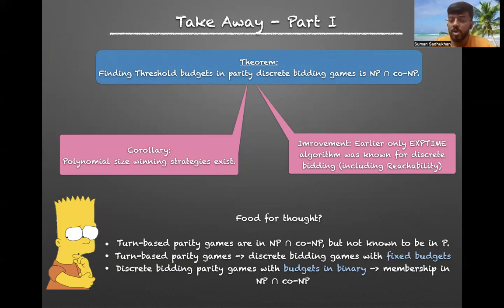But turn-based parity games can actually be reduced to discrete bidding parity games for a fixed budget. And in this work, we have shown that discrete bidding parity games are also in NP intersection coNP. So it's seemingly harder than turn-based parity games because we don't have a reduction on the opposite side, but we still have the same complexity class. We can think about whether there is actually a gap.